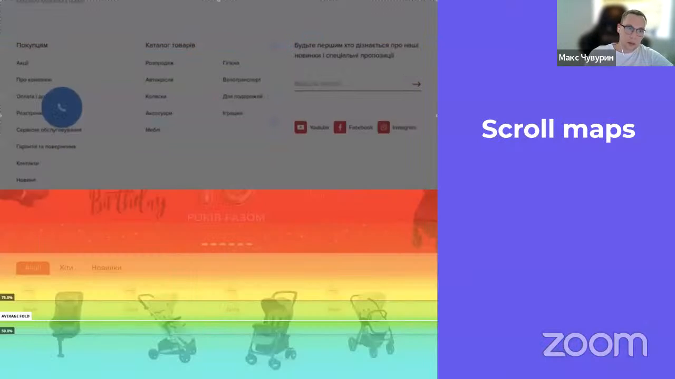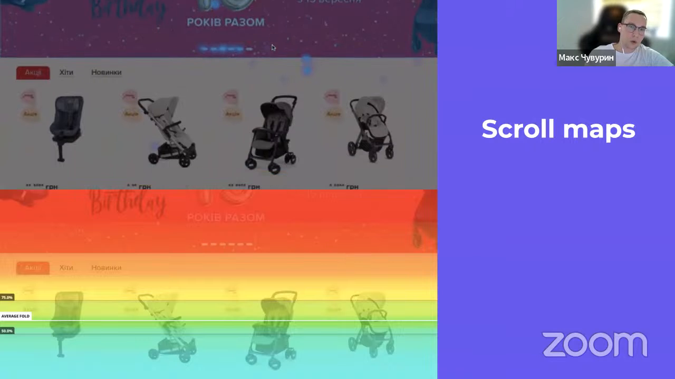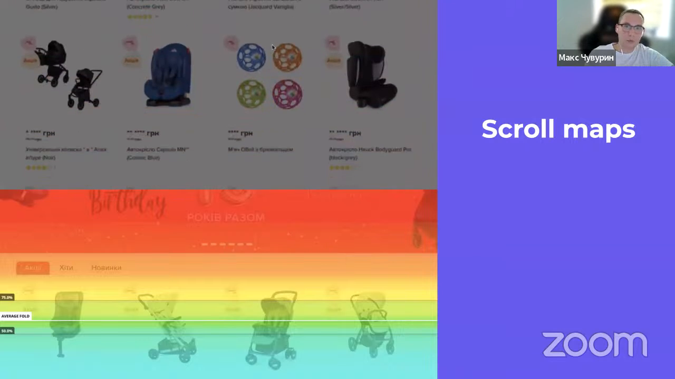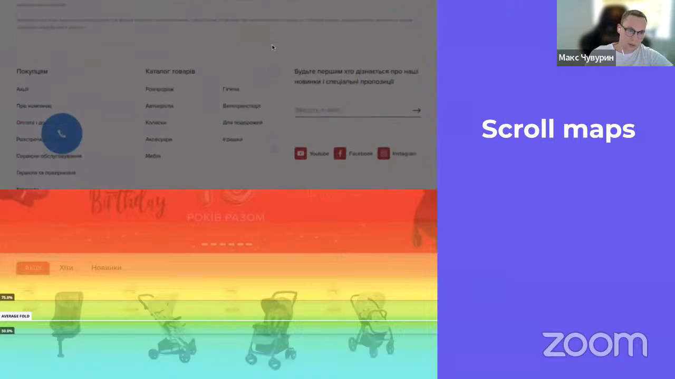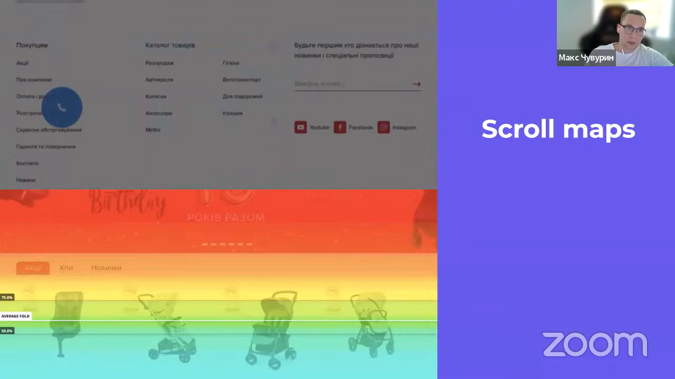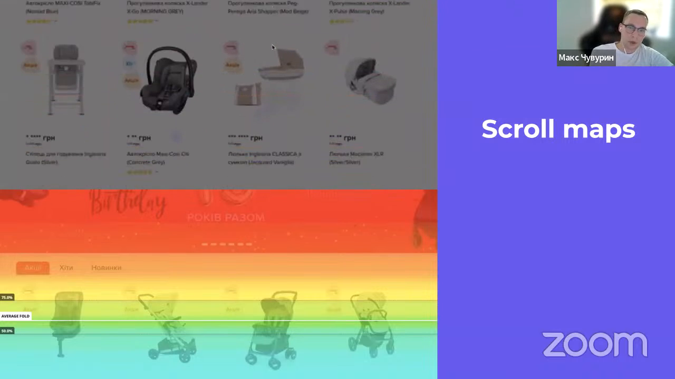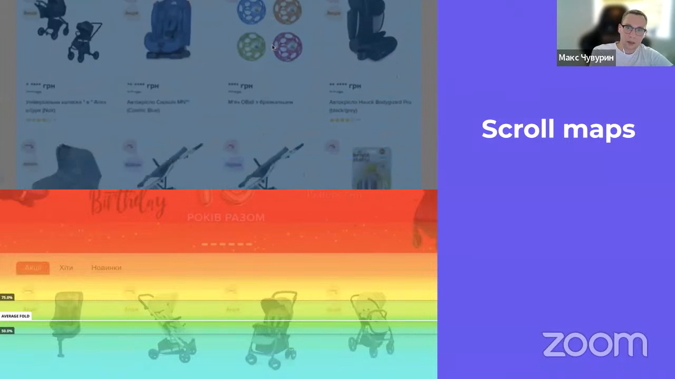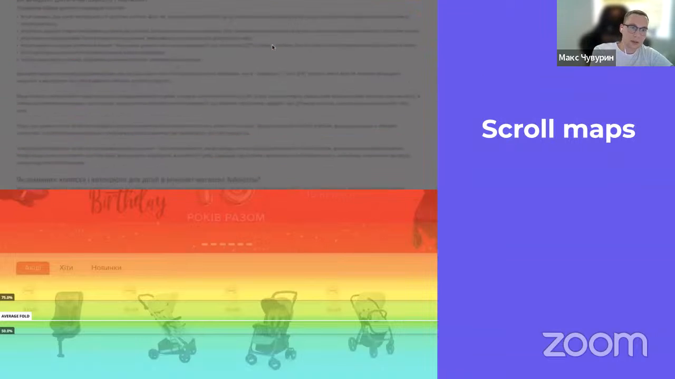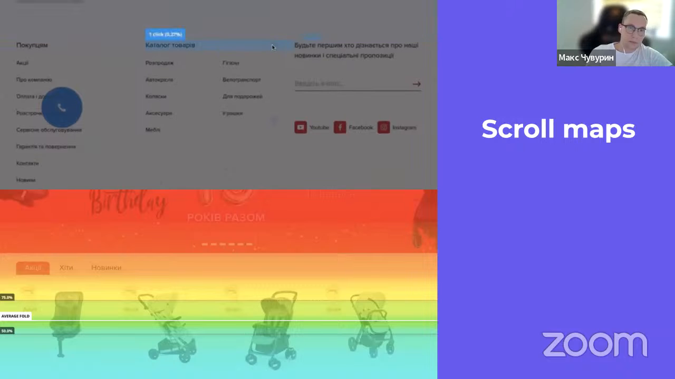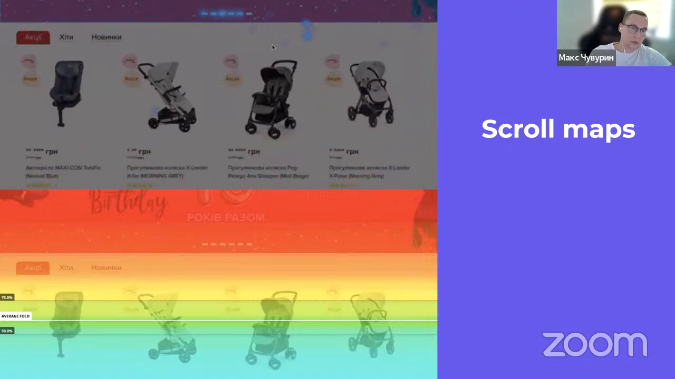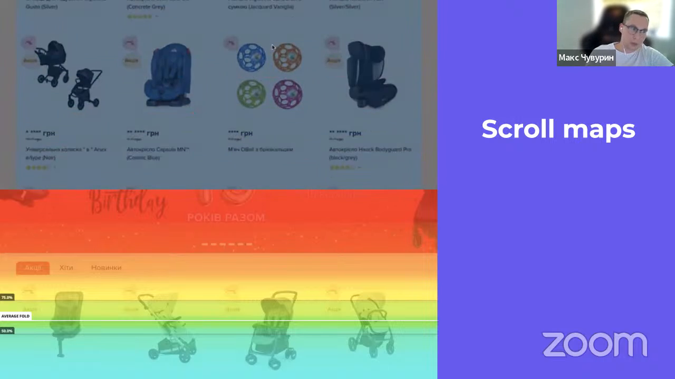With scroll maps, you see how far your potential buyer scrolls and you can draw a conclusion whether they see all the information needed to pass this part of the funnel or not. For example, in this report on the scroll map of one of our projects, we saw that users did not see the block with answers to the most frequently asked questions. Therefore, we raised this block higher to relieve our call center. So yeah, that was helpful for them.